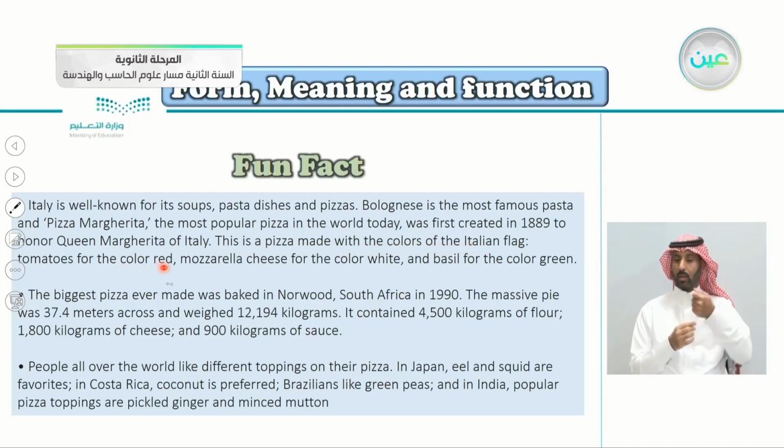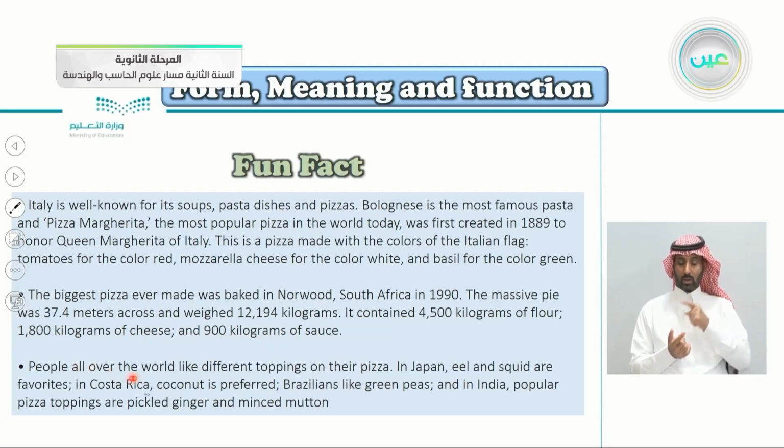Tomatoes for the red color, mozzarella cheese for the white, and basil for the green color. Also here, the biggest pizza ever made was baked in Norwood, South Africa in 1990. The massive pie was 37.4 meters across and weighed 12,194 kilograms. That's really heavy. It contained 4,500 kilograms of flour, 1,800 kilograms of cheese, and 900 kilograms of sauce.